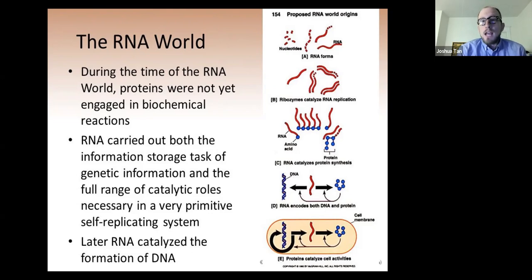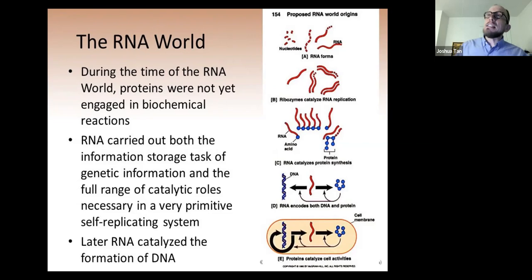So during this time of the RNA world, there weren't proteins that were engaged in the biochemical reactions yet, but RNA was able to begin that process. During the RNA world, RNA had many different roles. It could store information, and it could also transfer information. And it could even allow for different forms of chemical reactions.